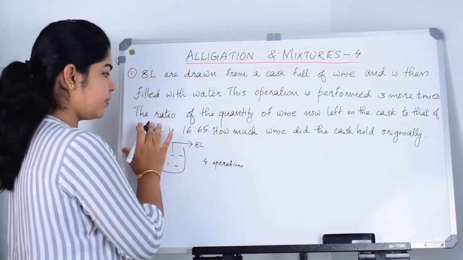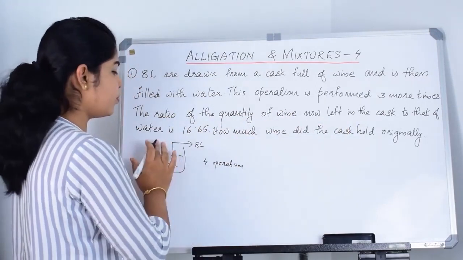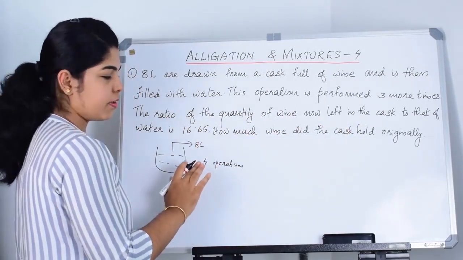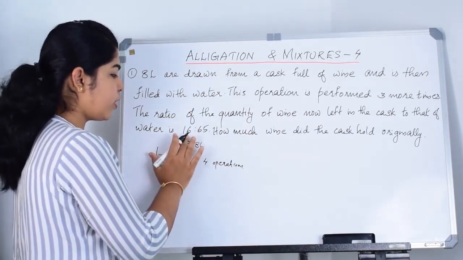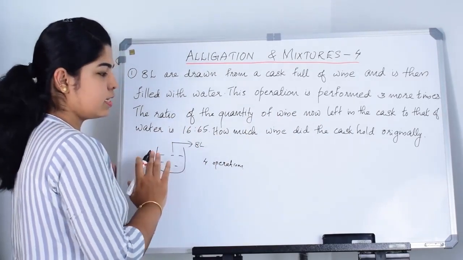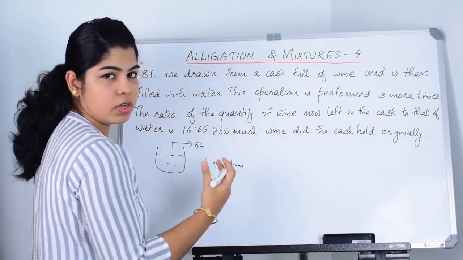Then it is given the ratio of the quantity of wine now left in the cask to that of water is 16:65. So after 4 times of this operation, the ratio of wine to water is 16:65. Then it is asked to find how much wine the cask held originally.